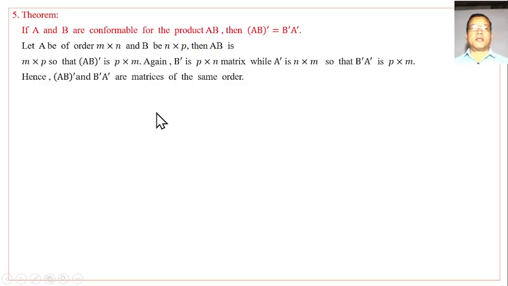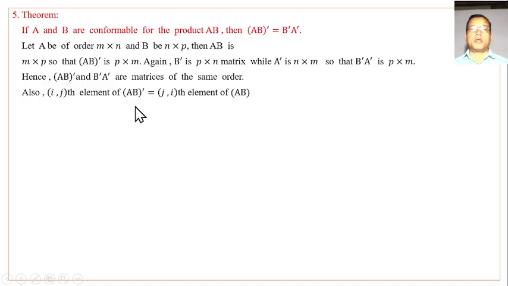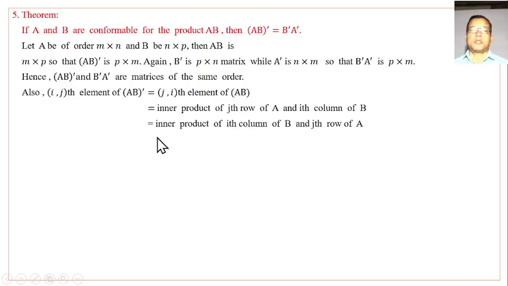Corresponding to the proof, the ij element of the transpose of the product AB is equal to the jith element of AB. The jith element of the product AB is the inner product of the jth row of A and the ith column of B. That is the inner product of the ith column of B and the jth column of A, the inner product of the ith row of B transpose and the jth column of A transpose.